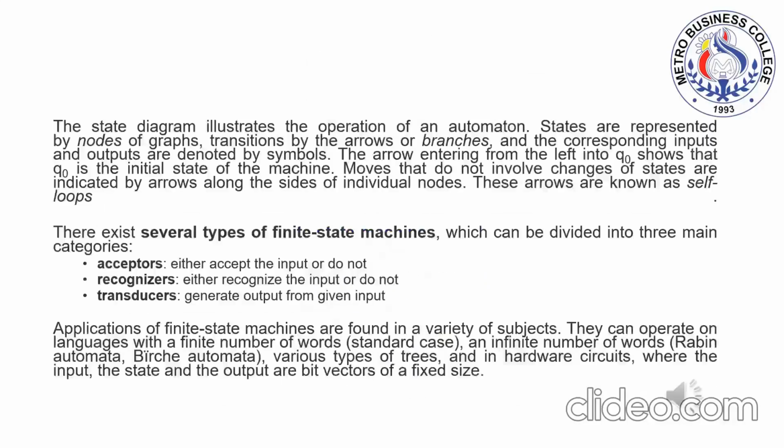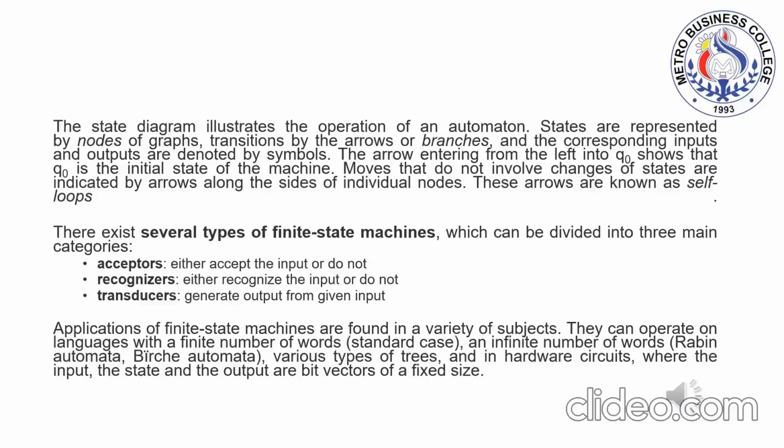The state diagram illustrates the operation of an automaton. States are represented by nodes of graphs, transitions by the arrows or branches, and the corresponding inputs and outputs are denoted by symbols. The arrow entering from the left into Q0 shows that Q0 is the initial state of the machine. Moves that do not involve changes of states are indicated by arrows along the sides of individual nodes. These arrows are known as self-loops.